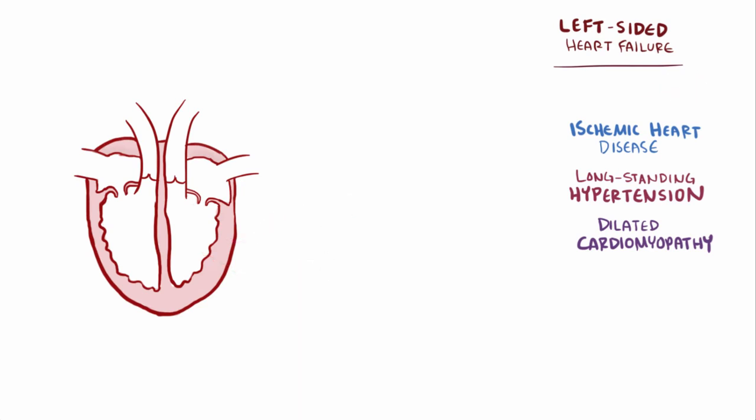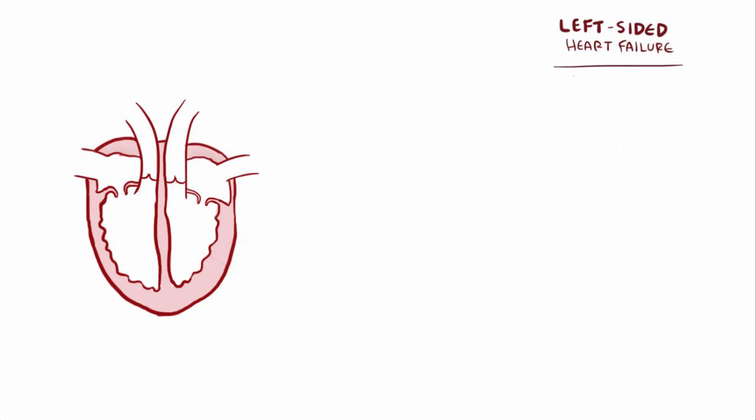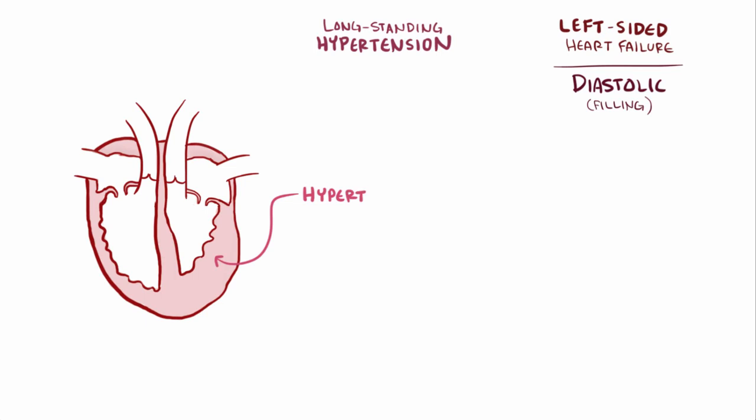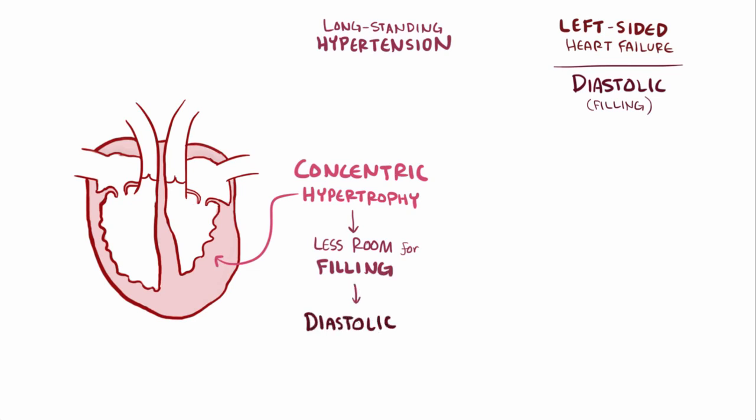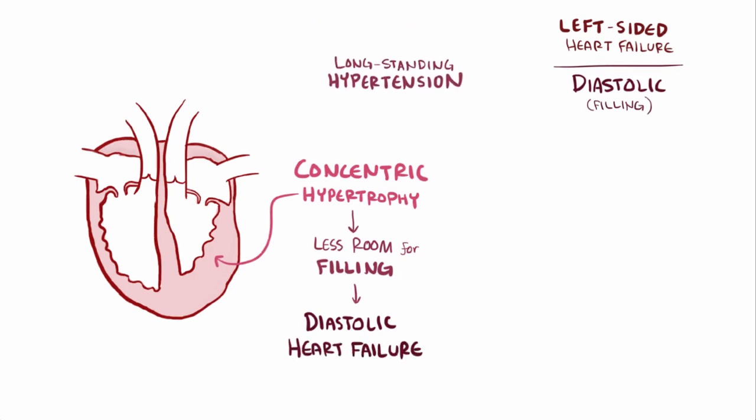Alright, even though systolic failure is most common in left-sided heart failure, diastolic heart failure, or filling dysfunction, can also happen. In hypertension, remember how the left ventricle hypertrophied? Well, that hypertrophy is concentric, which means that the new sarcomeres are generated in parallel with existing ones. This means that as the heart muscle wall enlarges, it crowds into the ventricular chamber space, resulting in less room for blood, meaning that in addition to contributing to systolic dysfunction, hypertension also can cause diastolic heart failure.